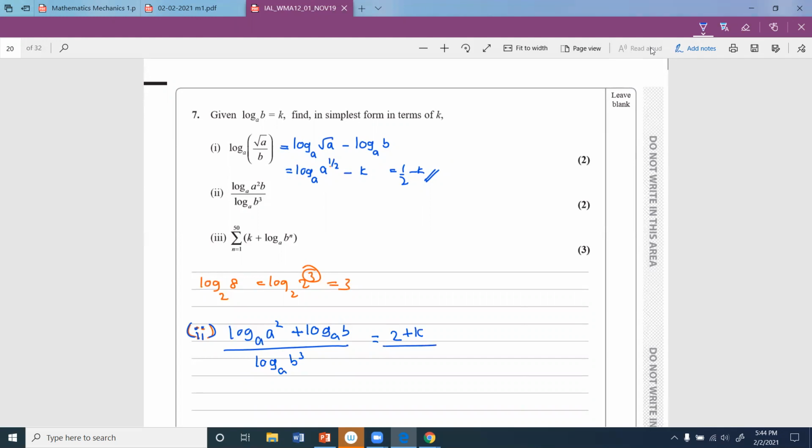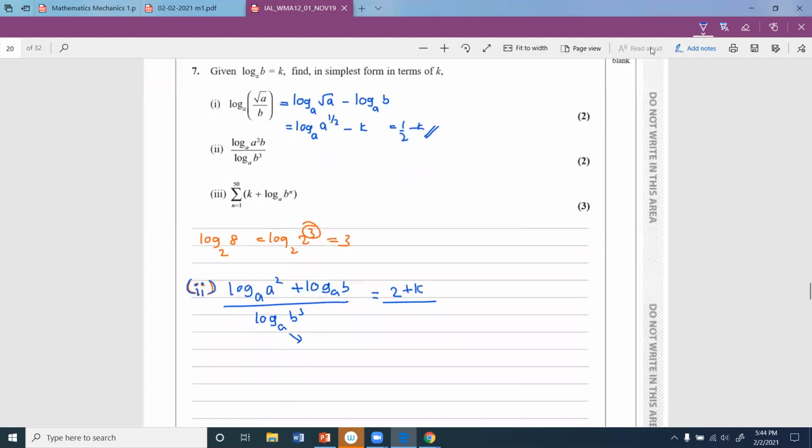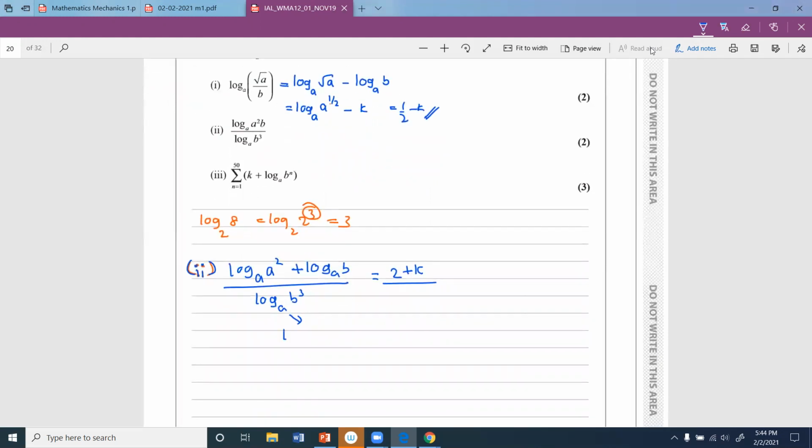Divided by this bit. For this part, I can take this power out and write 3 times log AB. Log AB, we know it equals k. So we can write 3k. It's the final answer for that. Then this bit.